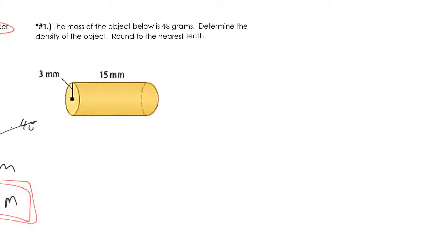All right, so the mass of this object is 48, so I'm just going to annotate this is my mass. Determine the density, so I want to find D. I don't know that. Round to the nearest tenth. Again, I'm going to use my formula, D equals mass over volume, because I see this is a density question. And I just got to substitute what I know. I don't know density. I know my mass is 48. And I need my volume, so I got to find my volume.